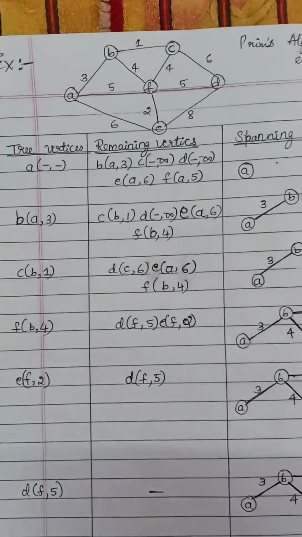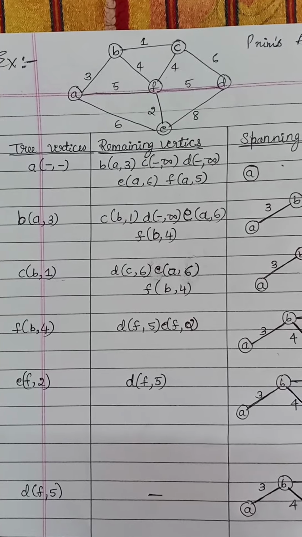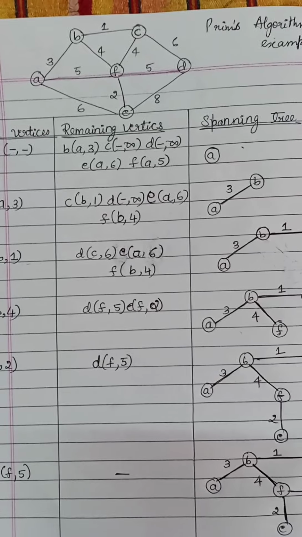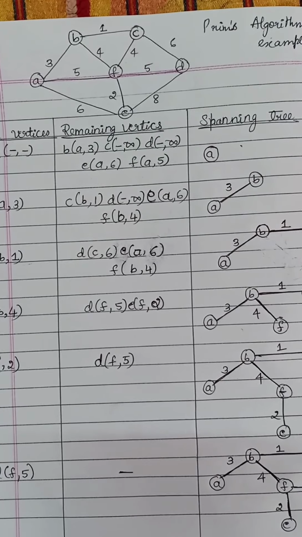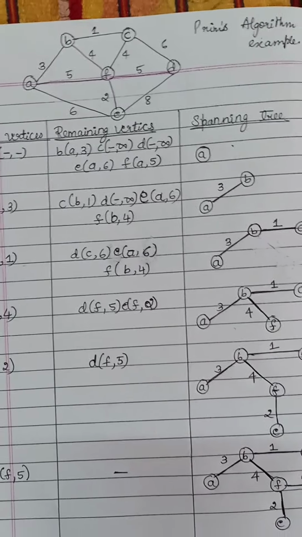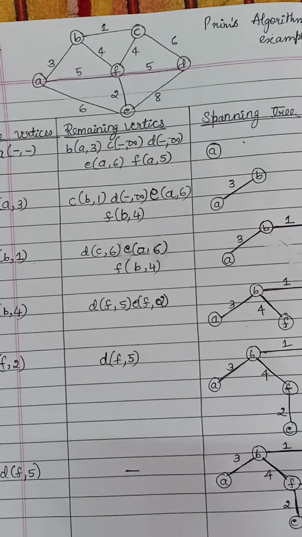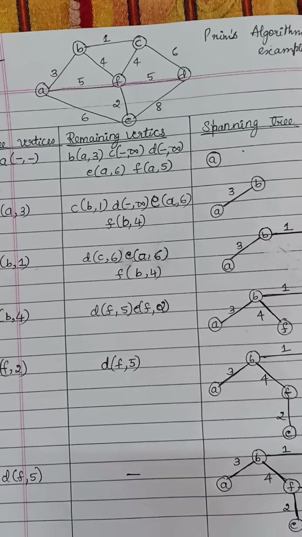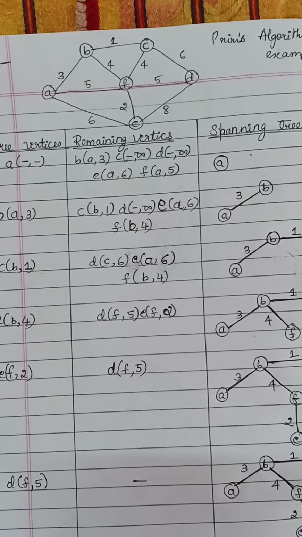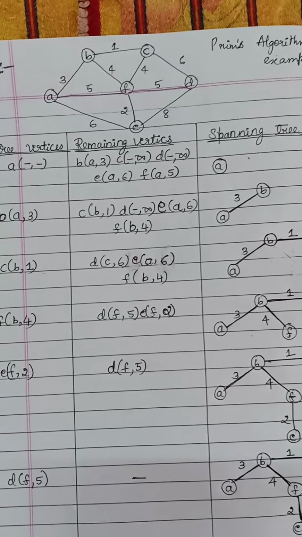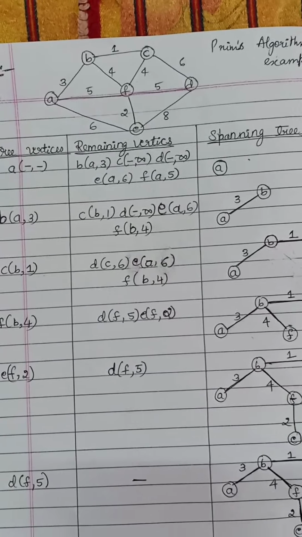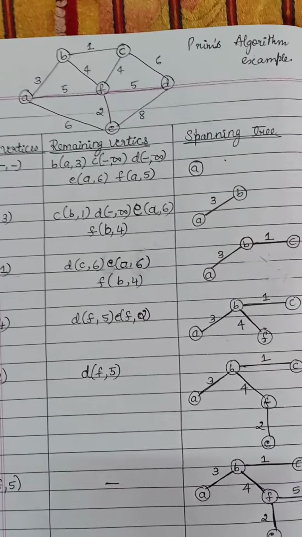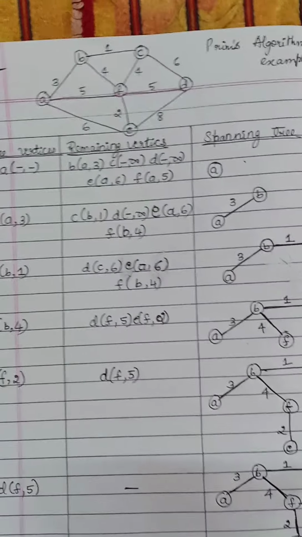In case the selected edge forms a cycle, as you already know from the definition of a minimum spanning tree, a spanning tree should be acyclic, it should not form a cycle. So if you select an edge and it forms a cycle, then you have to reject that particular edge. Step 3 is to keep repeating step 2 until all the vertices are included, which is the second constraint for a minimum spanning tree.